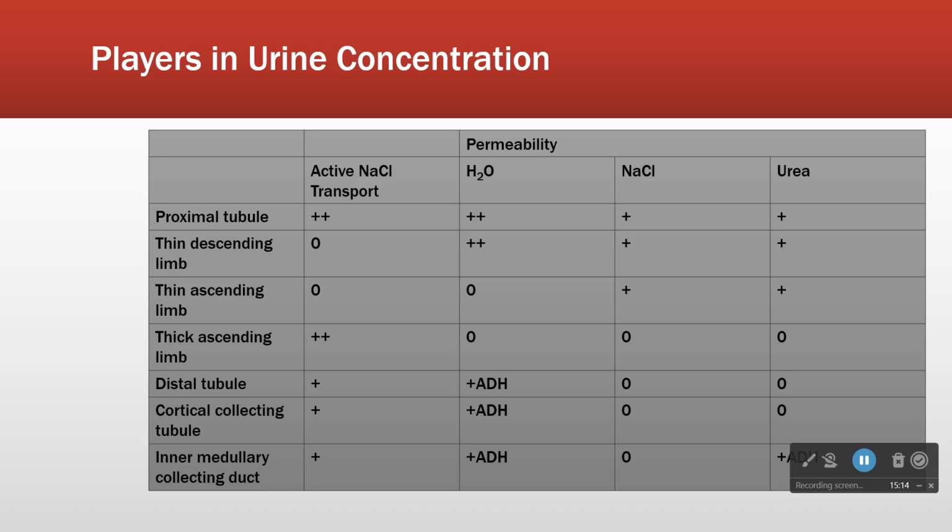Then we get to the distal part. Now we see ADH playing a role, right? ADH is going to control water permeability in the distal part of the nephron. When ADH is present, it'll be permeable to water. When ADH is absent, it won't be permeable to water.